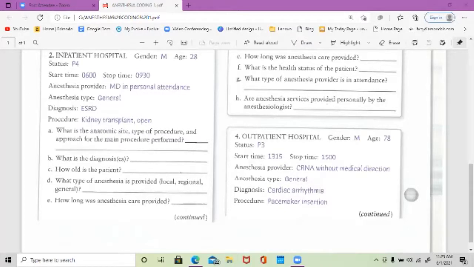Okay, who did I give B? What is the diagnosis? ESRD. I don't know what that means, but end stage renal disease. Okay, C, how old is the patient? 28. D, what type of anesthesia is provided? General. Okay, E, how long was anesthesia care provided? 3 hours and 30 minutes.